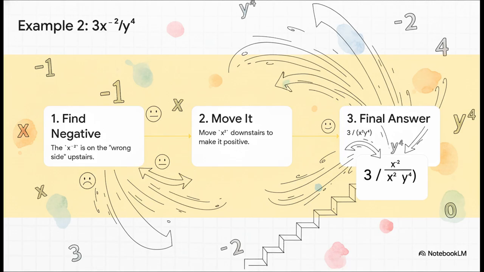So, is the 3 happy? Yep. Is the y to the 4th happy downstairs? For sure. But look at that x to the negative 2. It's upstairs, and it's not happy. So we do what it wants. We move it downstairs to the denominator, and boom, its exponent becomes a positive 2. And that's it. That's our final answer.